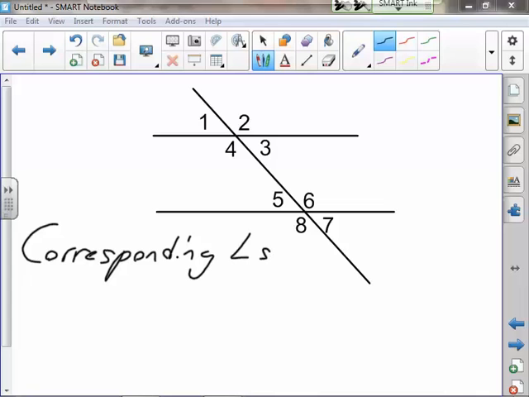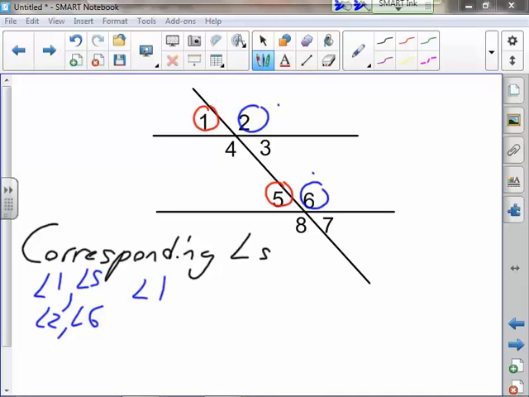Corresponding angles would be found in examples like numbers 1 and 5. Also in examples like, let's say, 2 and 6 would be corresponding. So looking at the top right corner of each of these, if that makes any kind of sense. So we just said angles 1 and 5 were corresponding, angles 2 and 6 were corresponding. We would also have angles 4 and 8 corresponding, and angle 3 and 7 would be corresponding.